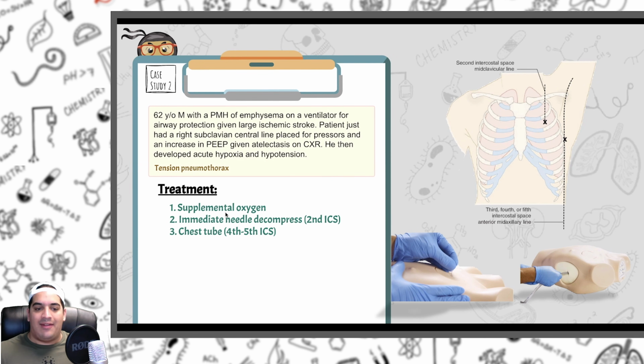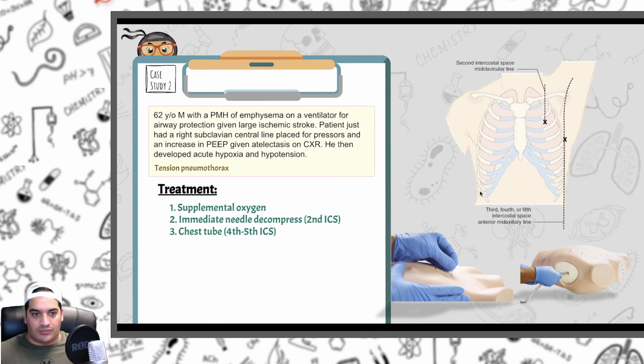Generally you don't have to do this, but you can immediately needle decompress them in the second intercostal space, but I would just go straight to the chest tube and put it into the fourth and fifth intercostal space along the anterior mid-axillary line. Whereas if you're going to needle decompress them, it's usually the mid-clavicular line. So this is how I would do it, except it would be on the right side. So you'd stick it on the right side, don't do it on the left one, since that's where they have the pneumothorax: right second intercostal space, mid-clavicular, or fourth, fifth intercostal space for the chest tube, at the mid-axillary line.